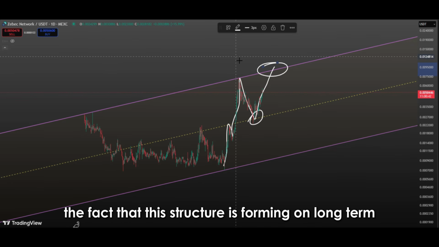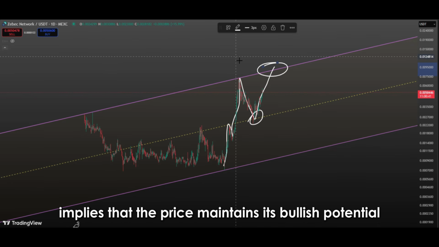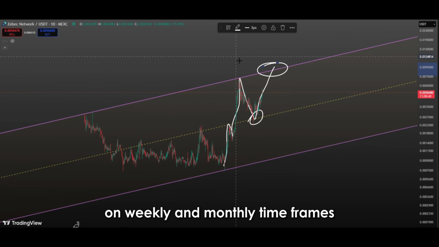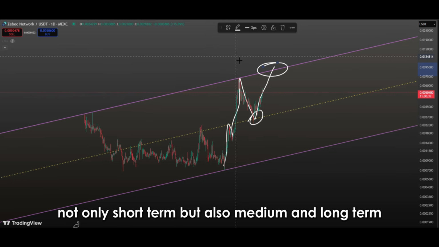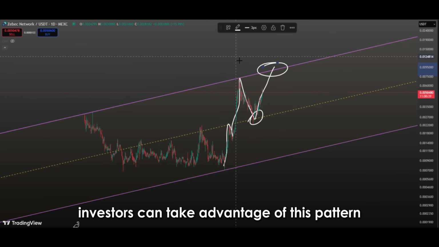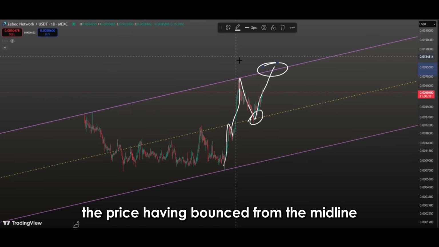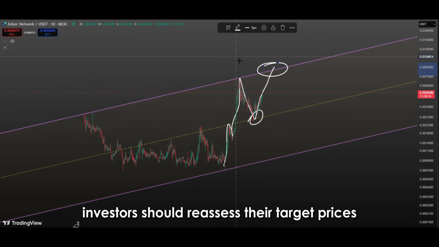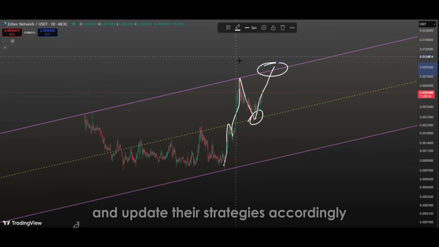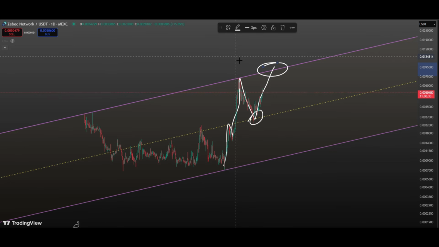Moreover, the fact that this structure is forming on long-term charts implies that the price maintains its bullish potential on weekly and monthly timeframes as well. In this case, not only short-term but also medium and long-term investors can take advantage of this pattern. The price, having bounced from the midline, may move toward the upper band, potentially break through it, and continue beyond the channel, initiating a much larger trend. In this scenario, investors should reassess their target prices and update their strategies accordingly.